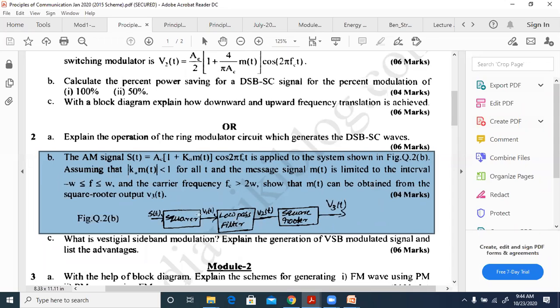So square, then expand this cos squared 2 pi fc t into (1 + cos 4 pi fc t) divided by 2. Then after passing through the filter, you will get Ac squared [1 + ka m(t)] whole squared divided by 2. And after taking the square root, you will get Ac [1 + ka m(t)] divided by root 2. And in this, the main component is m(t) itself. That's all you need to write.